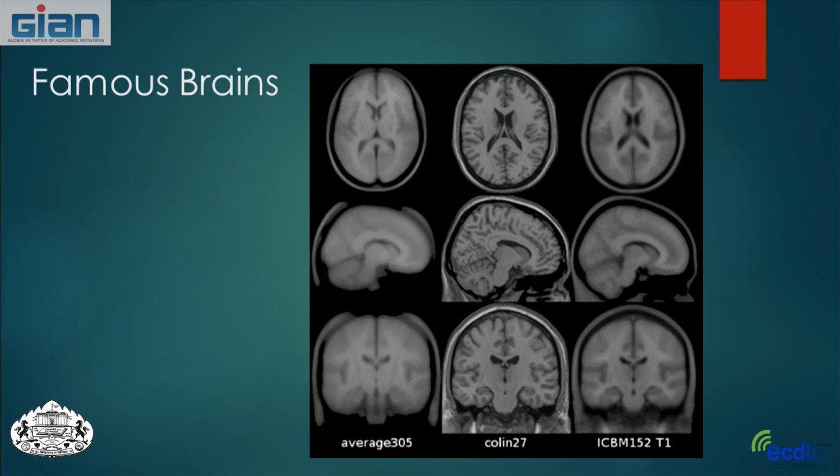You can see on the left side there is the average of the 305 brains. On the right side there is the average of the 152 brains. And in the middle there is this guy, the Colin brain. He was scanned 27 times, which is the Colin 27 brain. And you can see how fuzzy the 305 is compared to the Colin 27 brain. But nowadays, these are basically the standardized brains that we use, and we warp people's brains into these spaces to try to line them up. Some people still use the Talairach brain today.